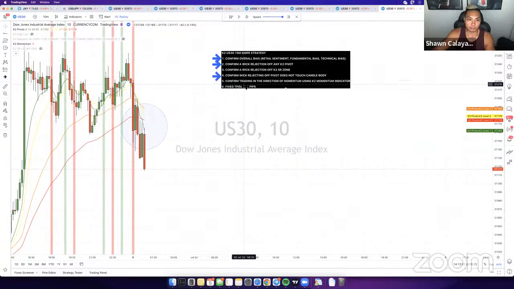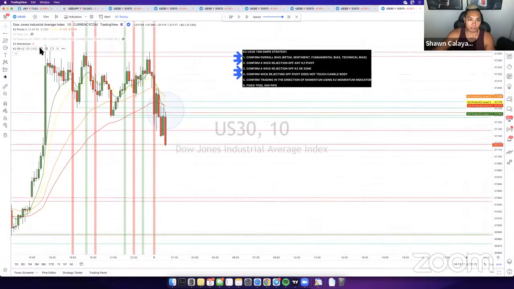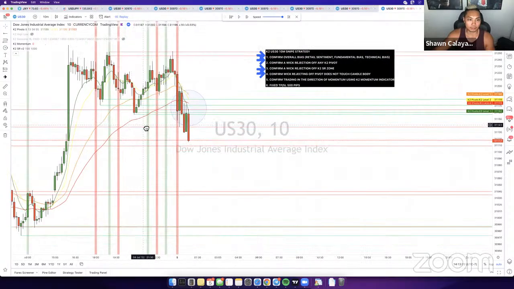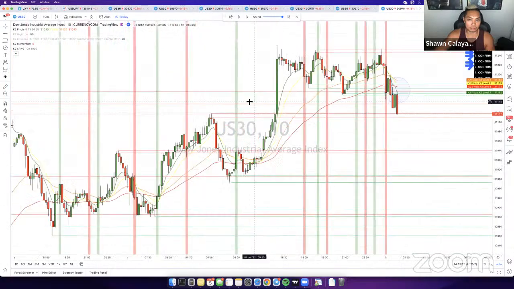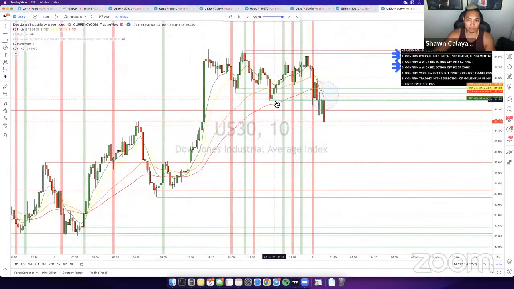Confirm you're trading the direction of momentum. We have a sell signal right there. That's met. The last thing you want to look for is the SR zone. As I mentioned, you don't have to keep the SR on because there are so many lines, it's going to trip you out if there's too much on there. So what I do right here is I'll just identify that it doesn't even matter which one you choose, because you can choose the red one, you can choose this green one. They all line up, right?